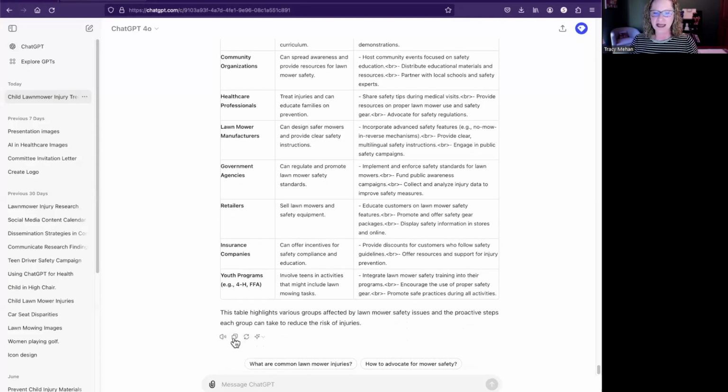And you can actually copy this and put it into Word or Google Docs or whatever you use. You can regenerate it if you don't like what it said. You can even have it read aloud if you want. So it has some pretty neat opportunities.